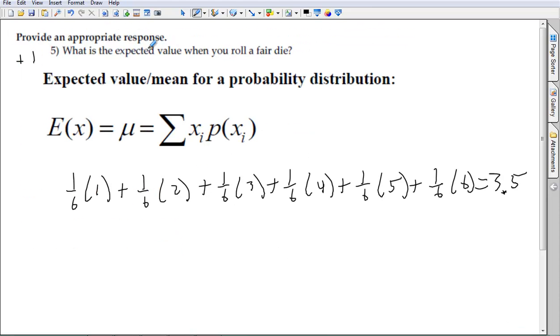On 5, expected value. So here's the formula that they give you, and when you roll a fair die, here's the probability times what you get when it happens.